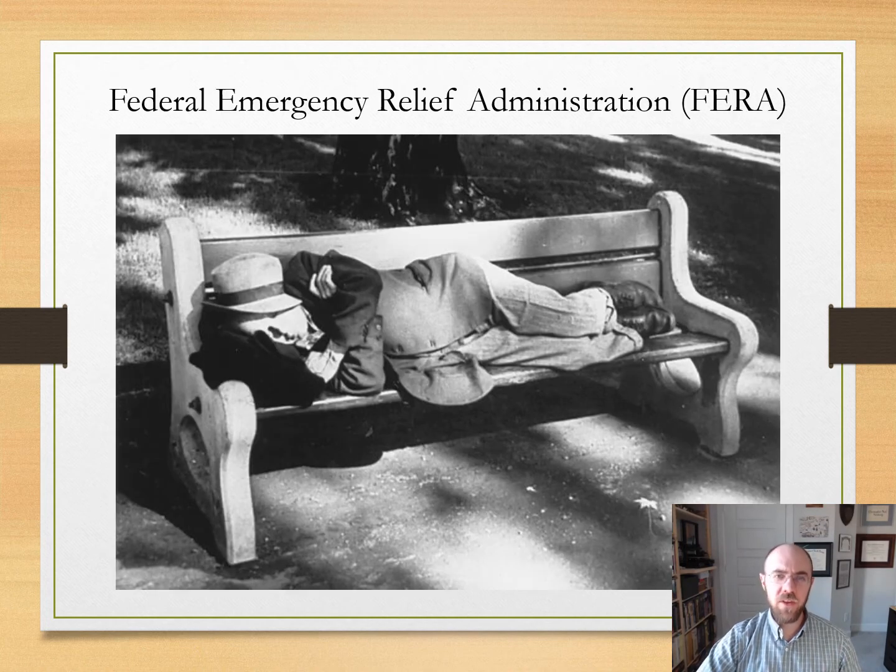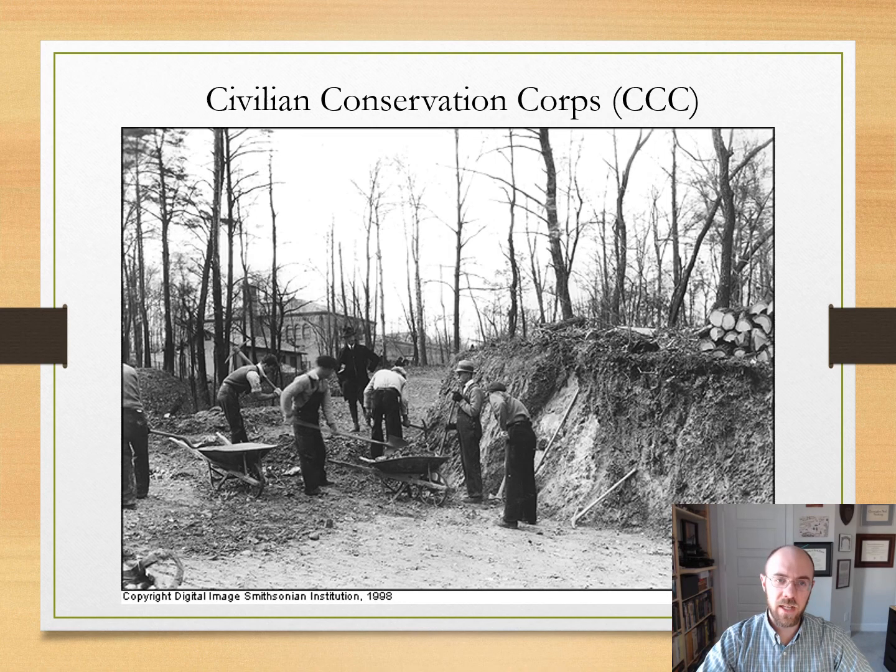So the FERA, or the Federal Emergency Relief Administration, is basically just giving cash to people. So FDR was like, we just got to get money in people's hands so they can buy food, pay for rent, all those kinds of things. Now, this was actually one of the least successful programs because Americans didn't want free money. They wanted a job so they can be independent. So this one had kind of moderate success.